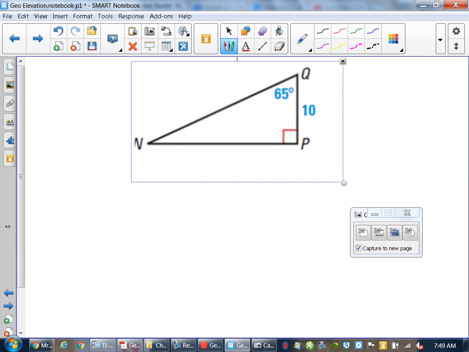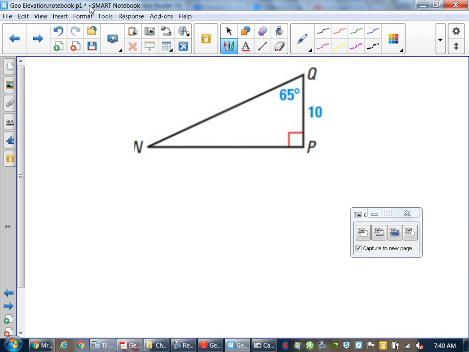Now, yesterday we had talked a lot about angles were always capital, sides opposite were always lowercase. So take out your homework.